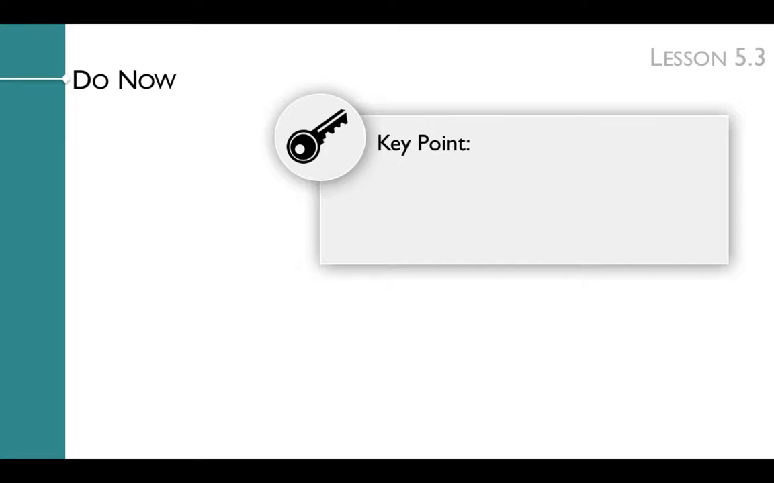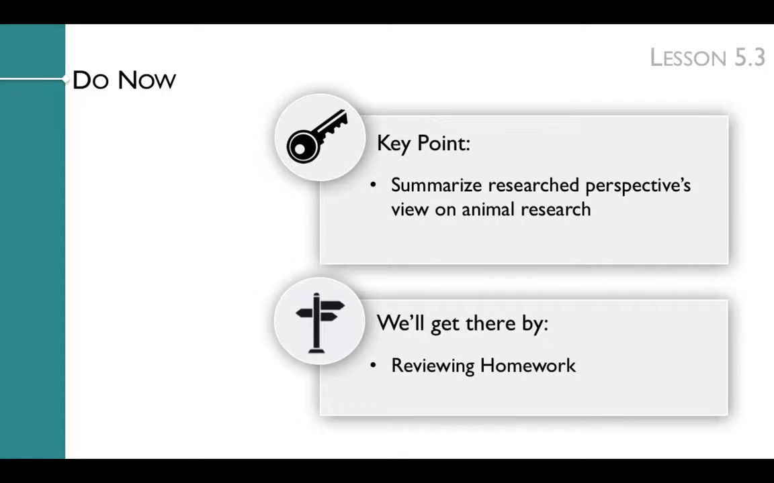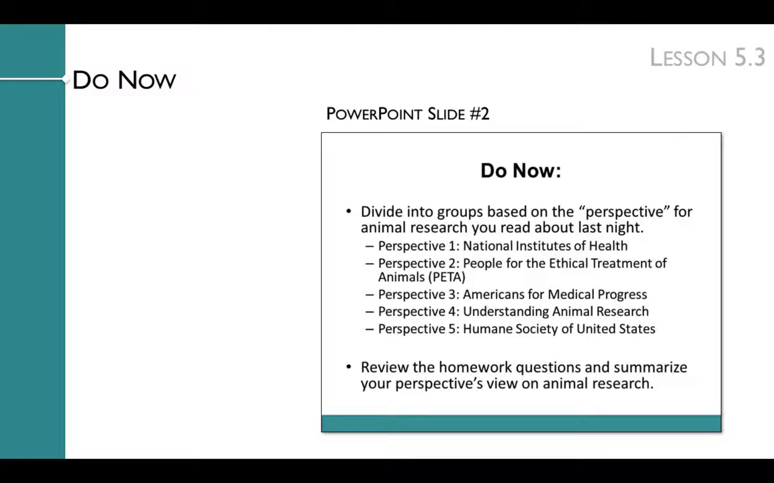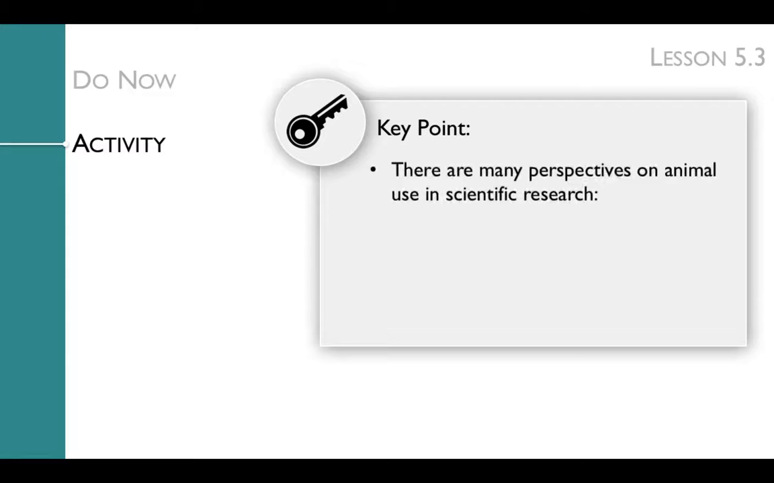The key point of the lesson's do now is to summarize the research perspective's view on animal research. We'll get there by reviewing the homework. In the do now, students divide into groups based on the perspective for animal research that they read about last night. Once within their group, students review the homework questions, which summarize the perspective's view on animal research. The key point of the activity is that there are many perspectives on animal use in scientific research.